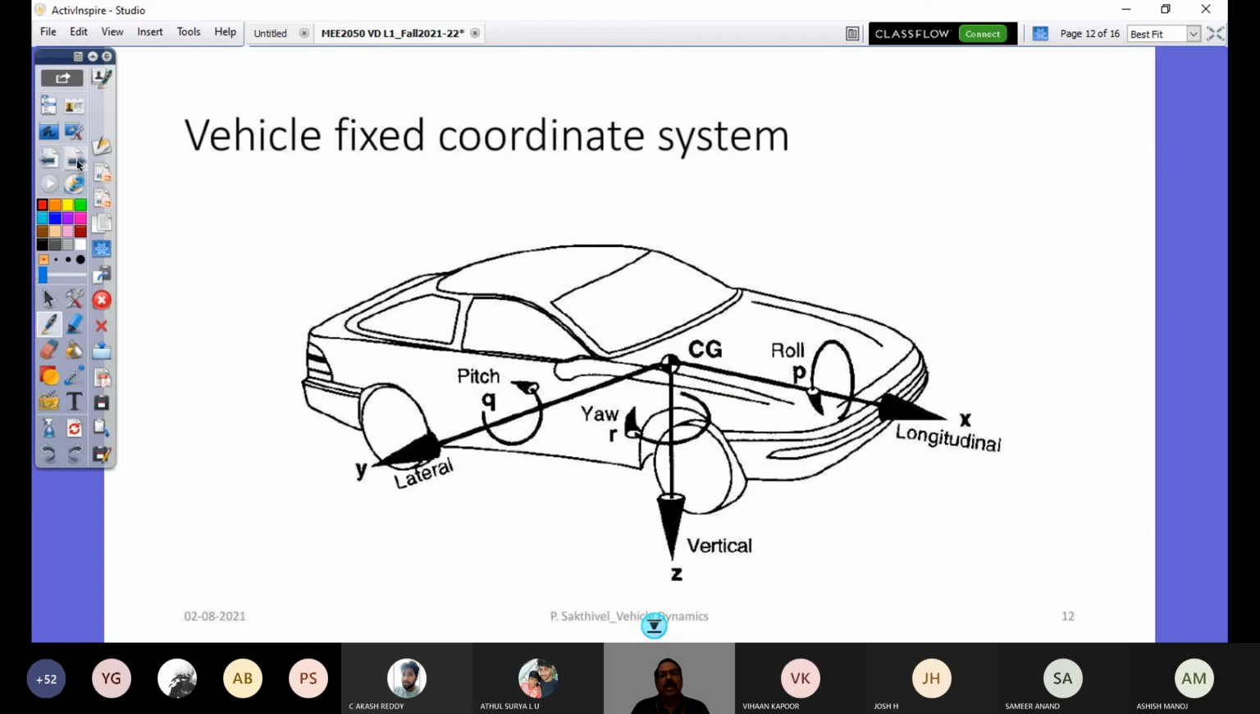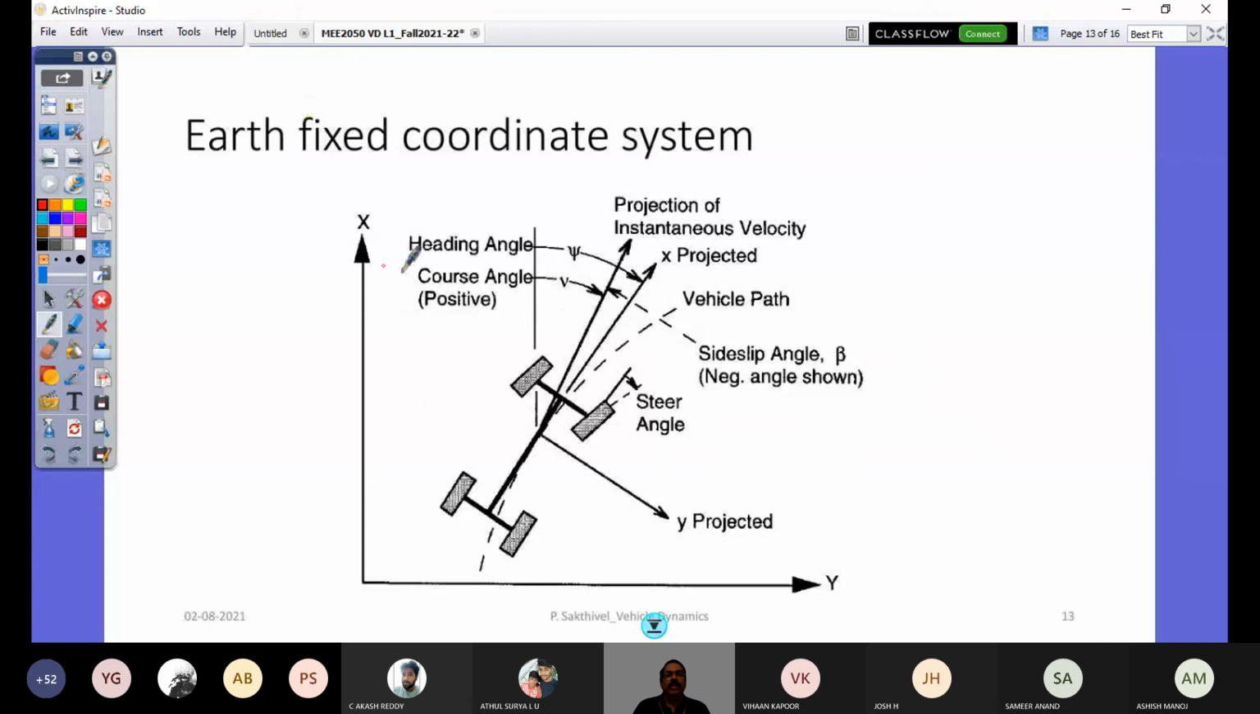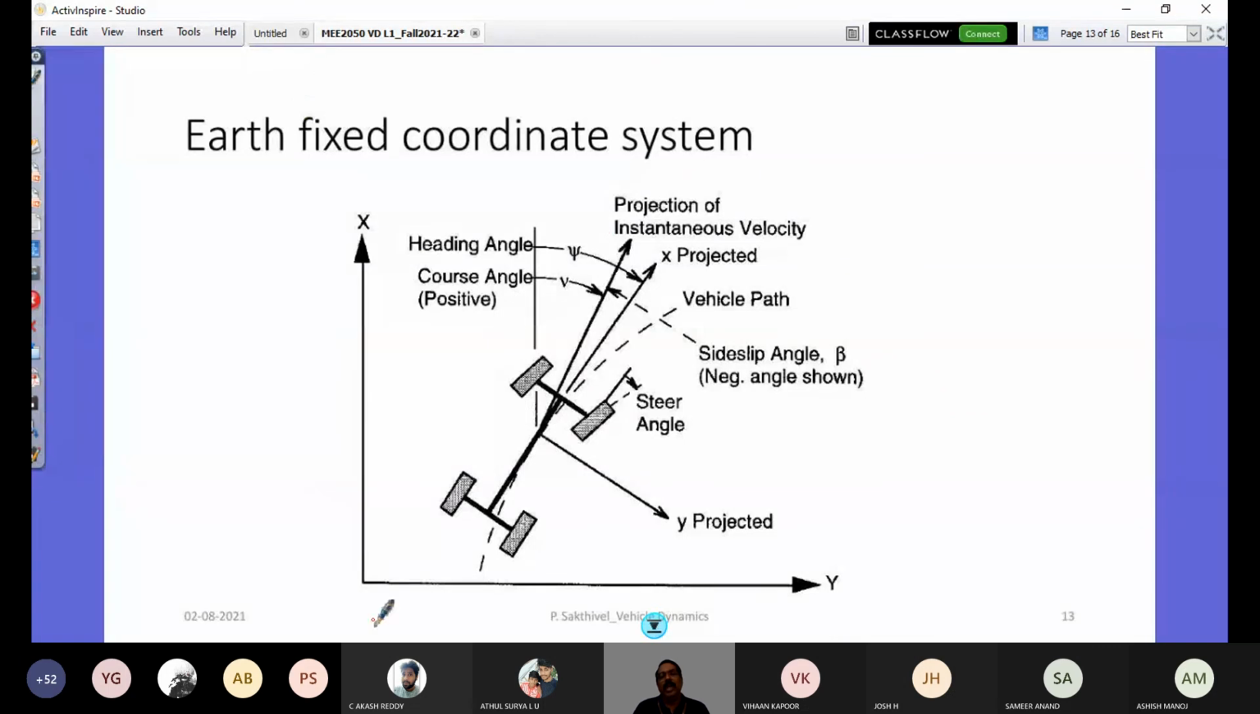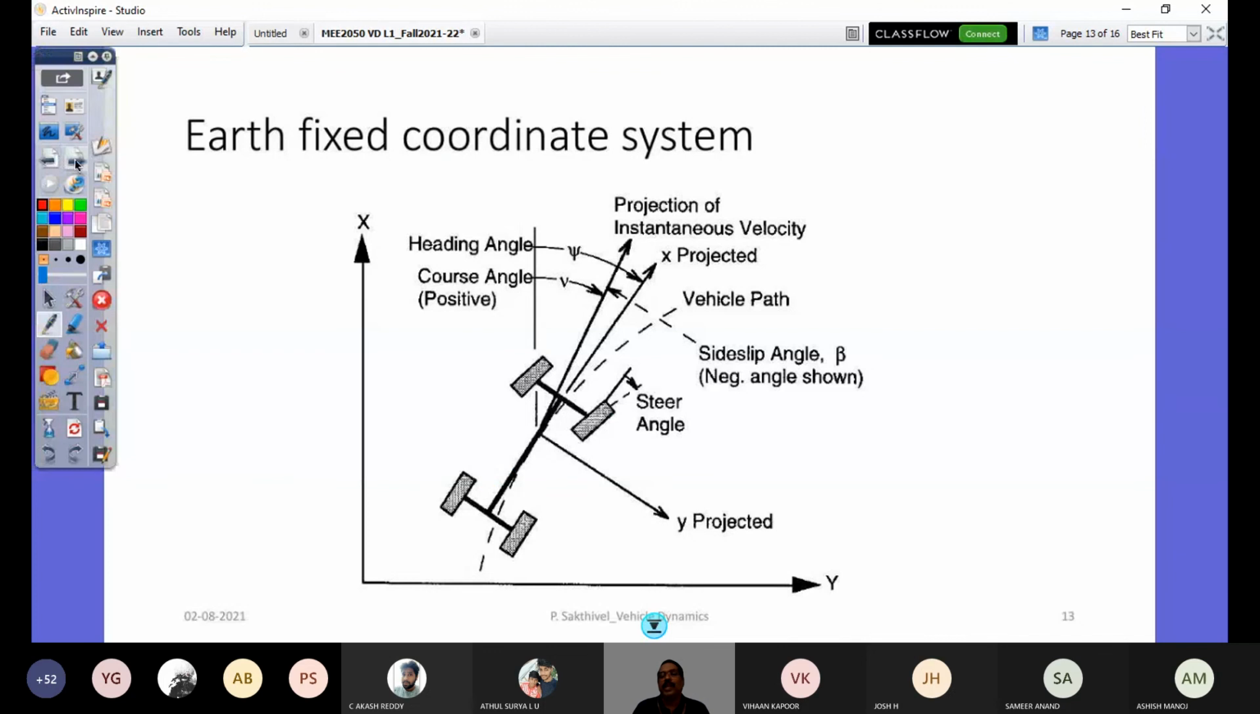And then a vehicle fixed coordinate system from another textbook, and the earth fixed coordinate system. This is very important because you have to have your reference on the ground, a Newtonian frame of reference. From there you have to look at your vehicle, and we have this additional definition from the earth fixed coordinate system. We'll see that also in our course in detail.